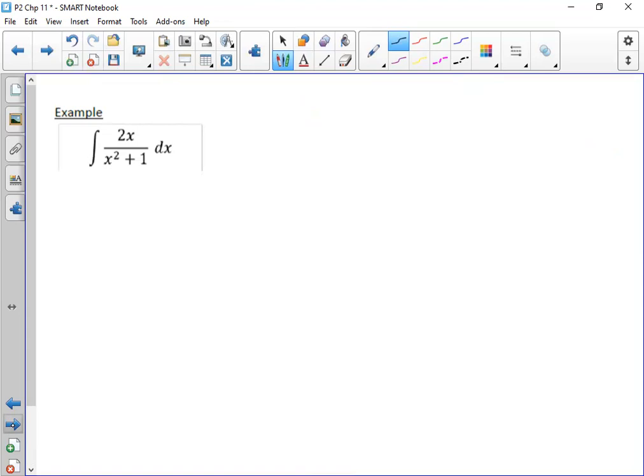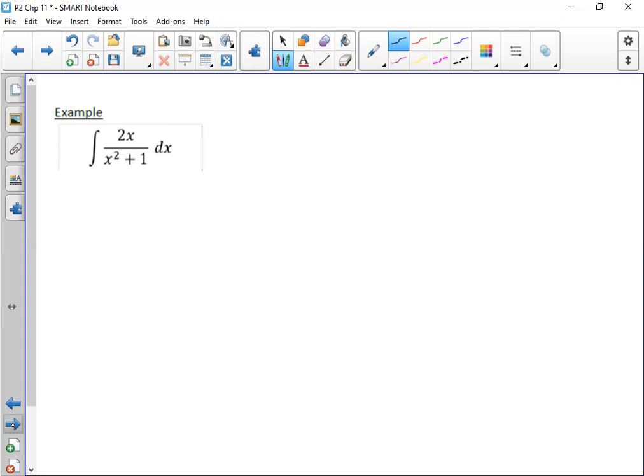Example: integrate 2x over x squared plus 1. There is no quotient rule in integration. I don't know how many times I've said this. There's no quotient rule, no product rule, okay? That's why a lot of people don't hate integration. So what can we do in this one?